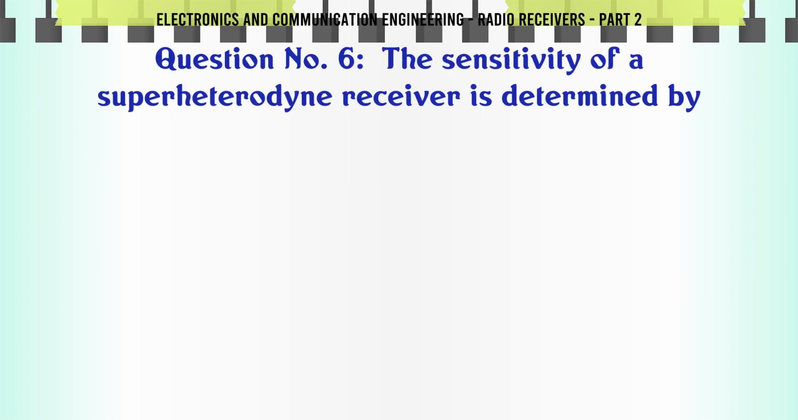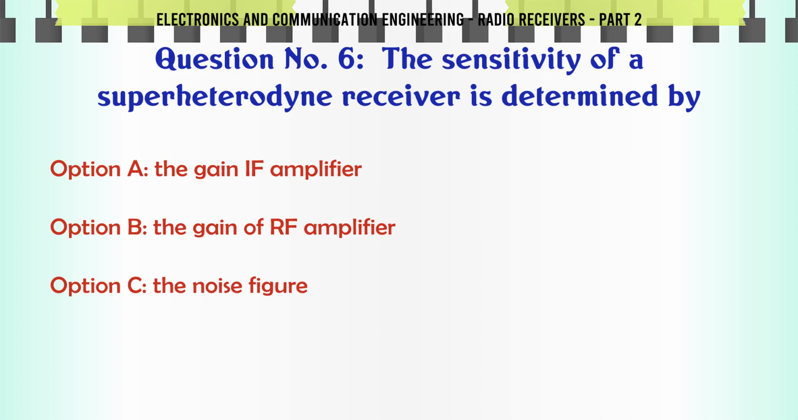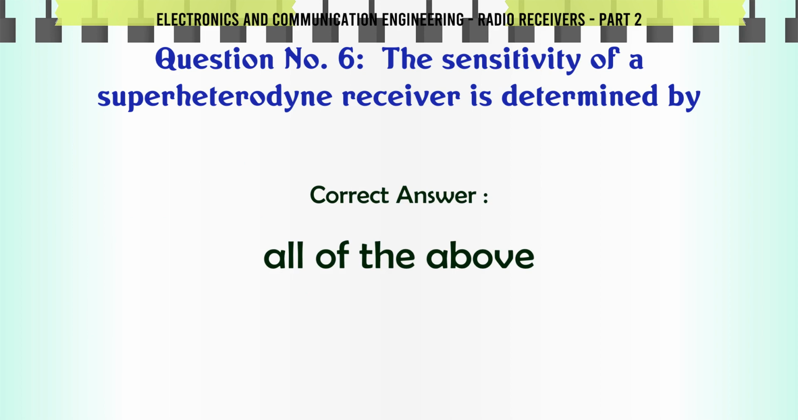The sensitivity of a superheterodyne receiver is determined by: A. The gain of amplifier. B. The gain of RF amplifier. C. The noise figure. D. All of the above. The correct answer is all of the above.